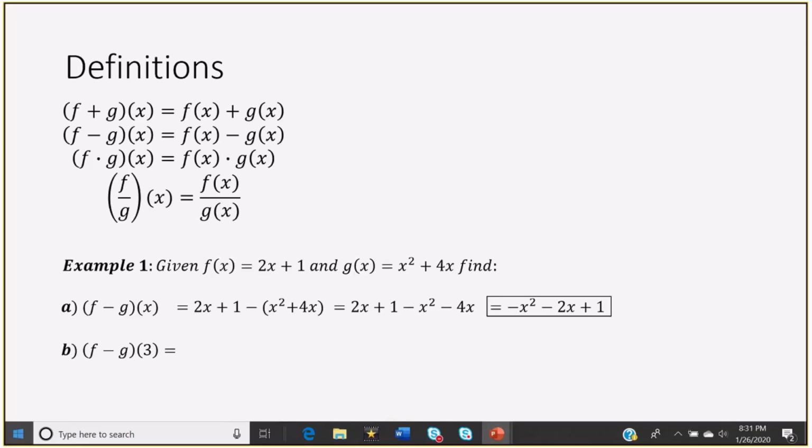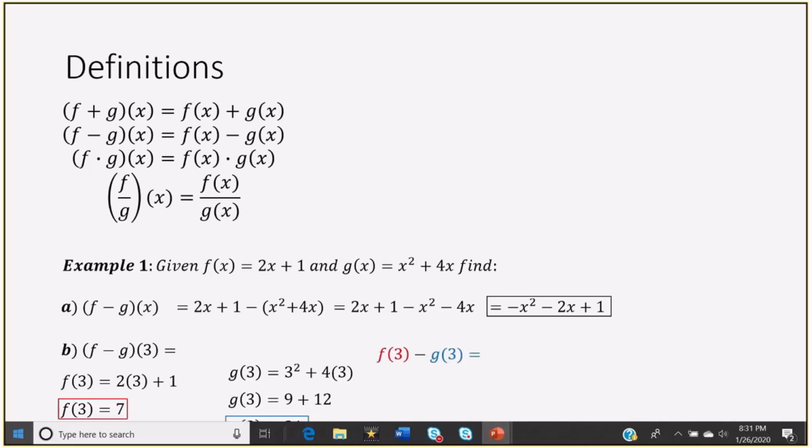But if I have a very similar question with a 3 there as opposed to an x there, now what I'm going to do is plug in 3 for each individual function. So I plug in 3 into my f of x. Well, that's 7. 2 times 3 is 6, plus 1 is 7. And then I plug in 3 into my g of x function, and I simplify. Well, 3 squared is 9. 4 times 3 is 12. Add them together, the bottom cut it off, but it is 21. g of 3 is equal to 21. And now I just take those individual pieces and subtract them. f minus g of 3 is the same thing as f of 3 minus g of 3. I have both of those values, 7 minus 21, and I get negative 14.